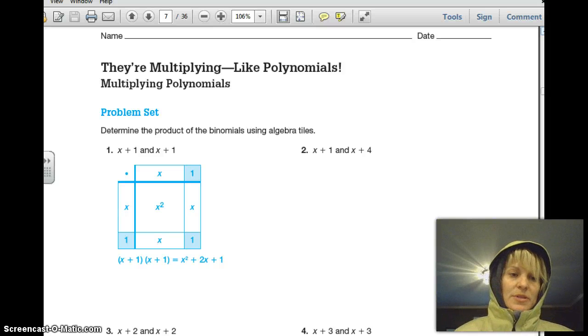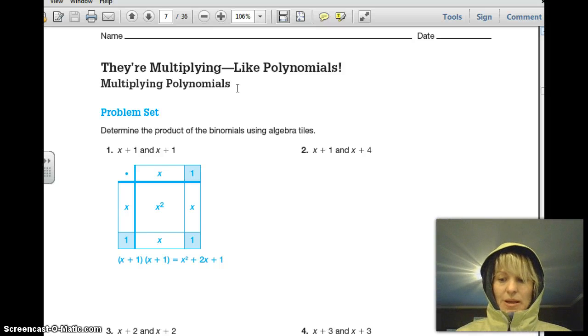Okay, so the last couple of days we've been talking about a couple of different types of quadratic formulas.